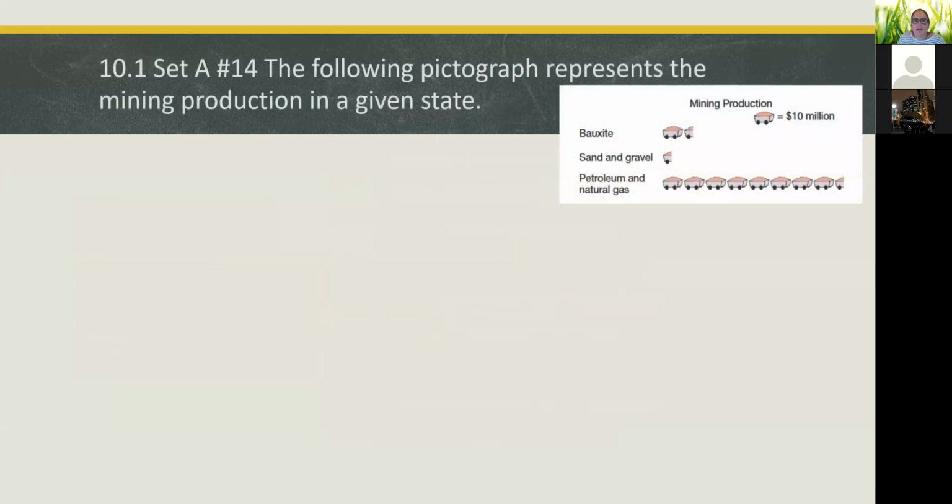Okay. We'll take a look at number 14. It says the following pictograph represents the mining production in a given state. We notice that each car represents $10 million. So part A says about how many dollars worth of bauxite was mined.